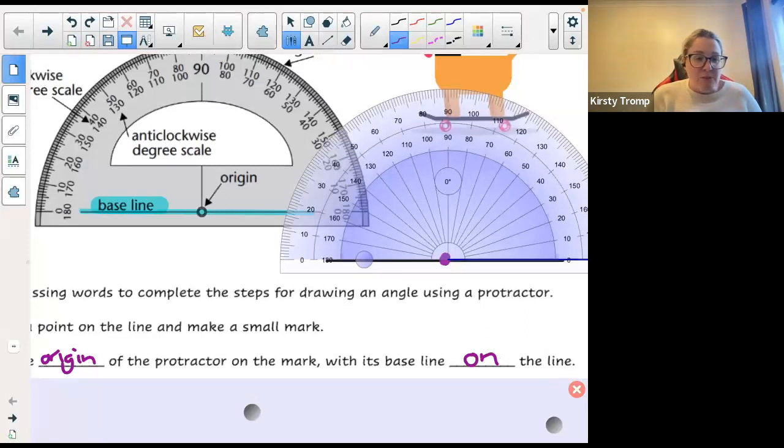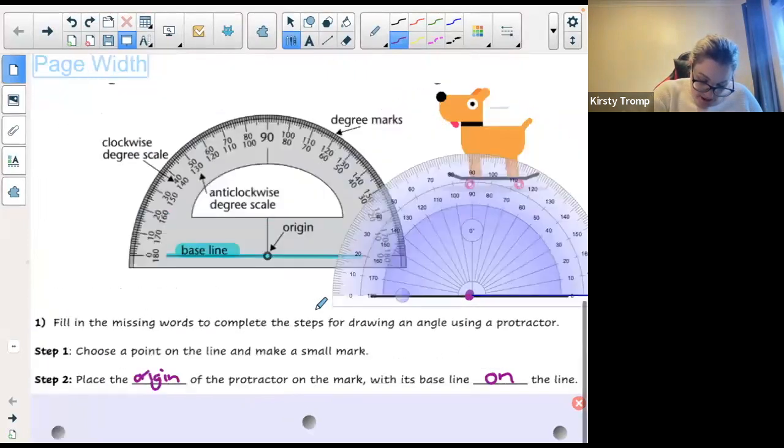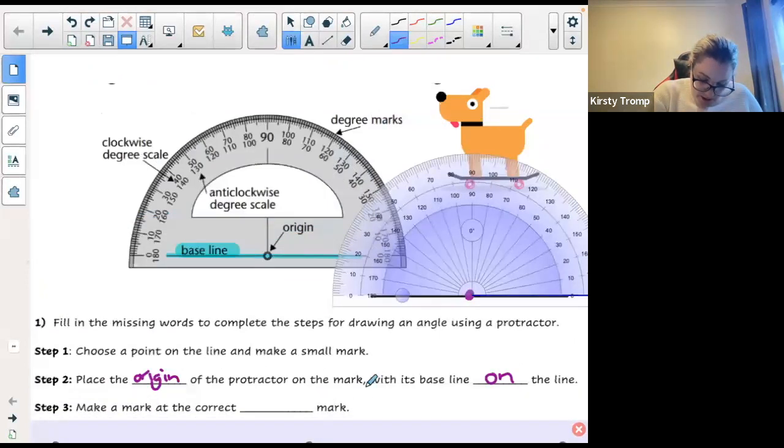Somebody is asking me, is it important to put the baseline on the protractor? Yes, it is. Place the origin of the protractor with the baseline on the line. Good, well done, guys. I'm happy with that. Okay, let's see our next point. What does our next point ask for us? Step 3.